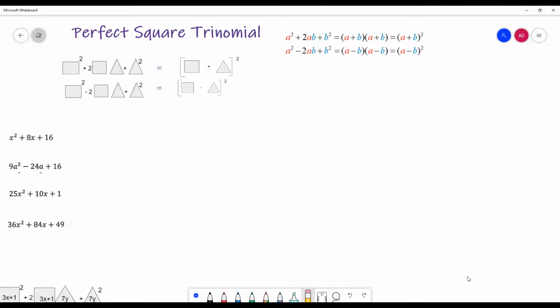All right, so the math dealer here, and today we're going to look at factoring the perfect square trinomial.